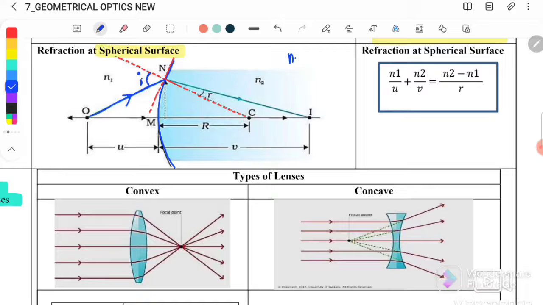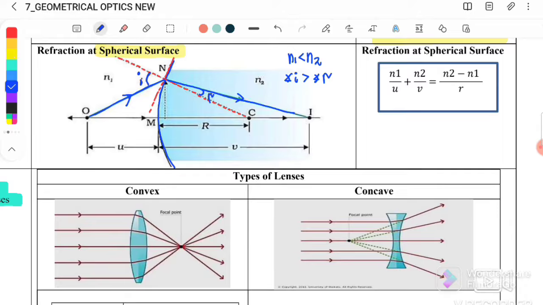If, let's say, N1 is less than N2, therefore the refracted ray will move nearer to the normal line. So this is the angle of refraction. Therefore the angle of incidence will be greater than the angle of refraction. The angle here depends on whether the ray goes from a denser to a less dense medium, or from a less dense to a denser medium.